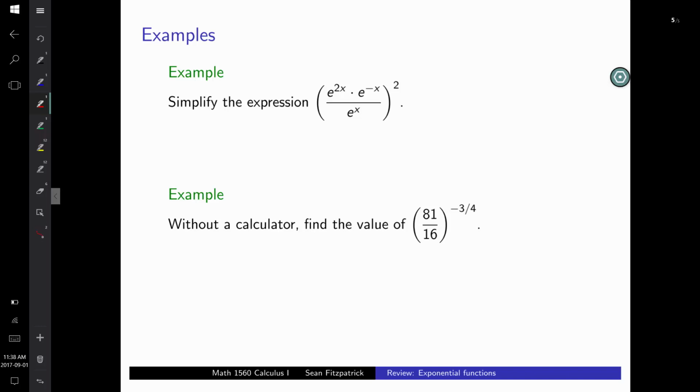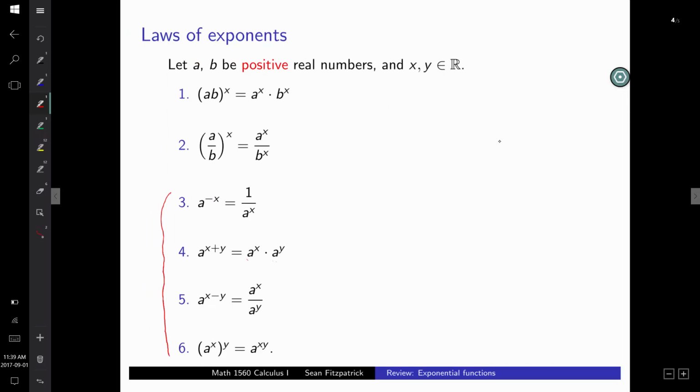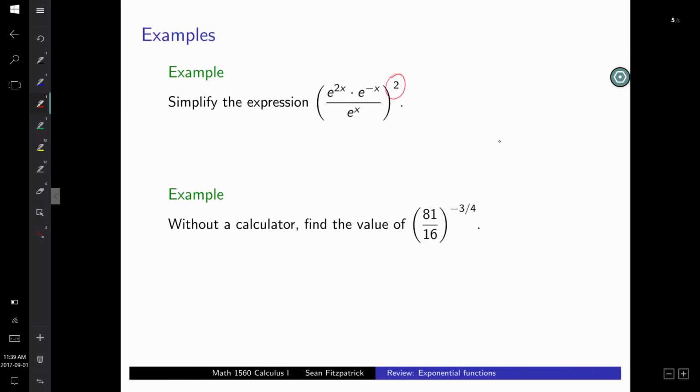Let's say I've got something involving the natural exponential function. I've got e to various different powers, and then I've also got this power on the outside. If I were going to deal with this, I would first deal with that exponent, using essentially property 6, combined with 1 and 2. I guess we'll distribute it first: e to the 2x squared, e to the minus x squared over e to the x and then squared.